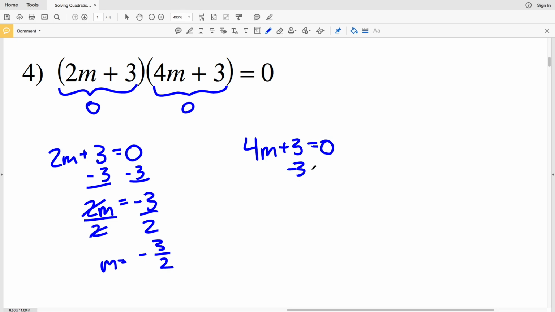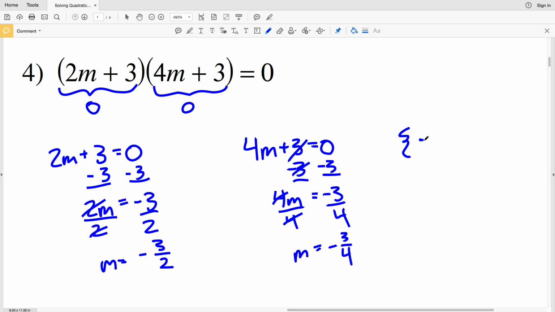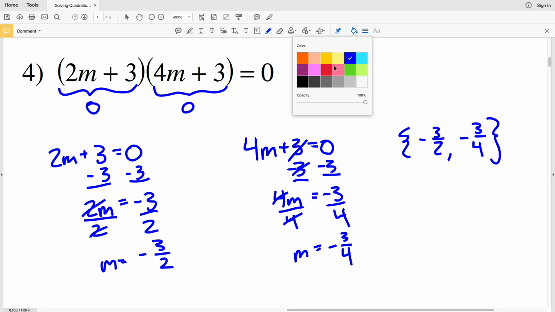I'll subtract 3 from both sides to get that 4m equals negative 3. And then when I divide by 4, I'll get that m is equal to negative 3/4. So my solution in number 4 is negative 3/2 and negative 3/4. When m equals either of those, we have solved the quadratic.